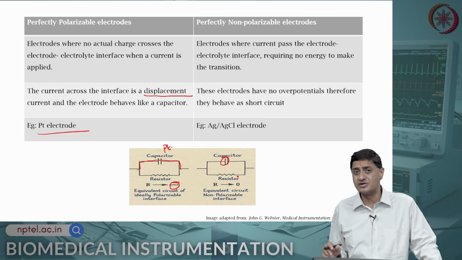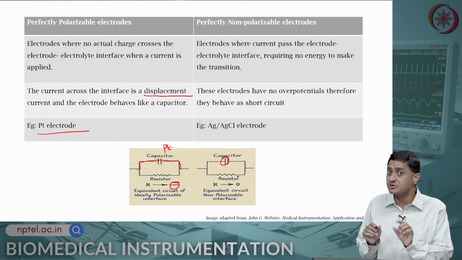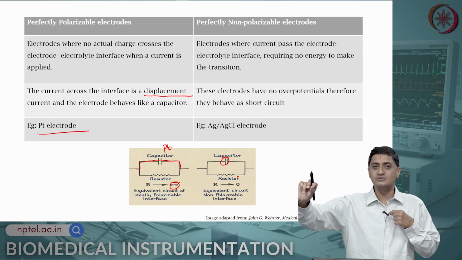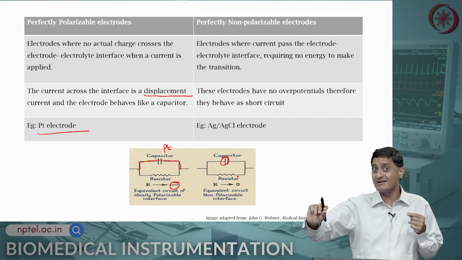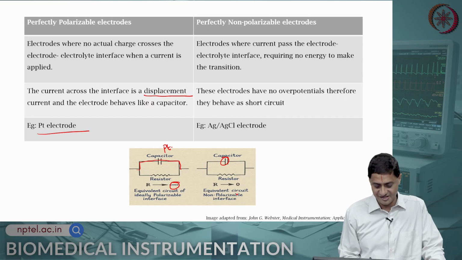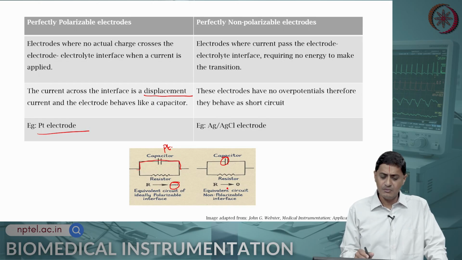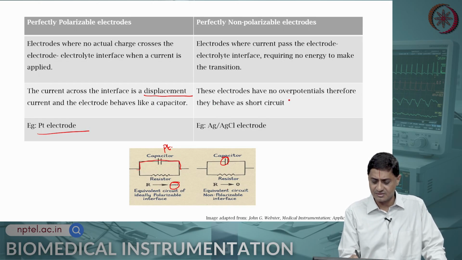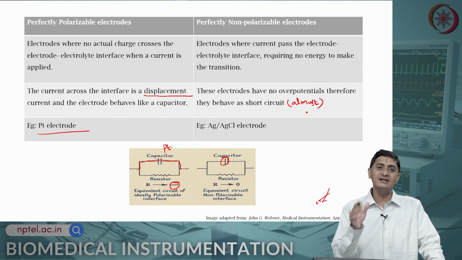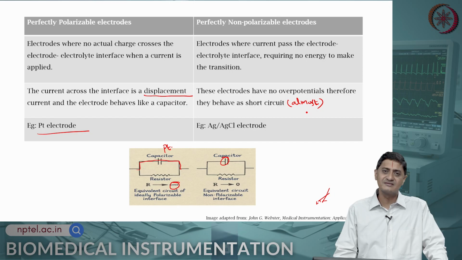Later we will look at the silver chloride electrode and its design, where I will say that silver chloride must be present in some quantities to make sure that it is not a short circuit, because otherwise it is as good as connecting a silver lead to the body surface. It is not like that. Silver chloride needs to be present. So, it almost behaves like a short circuit is the correct way of saying that. Resistance is approaching 0, but not exactly 0. The typical example of a nearly perfectly non-polarizable electrode is the standard silver chloride electrode.